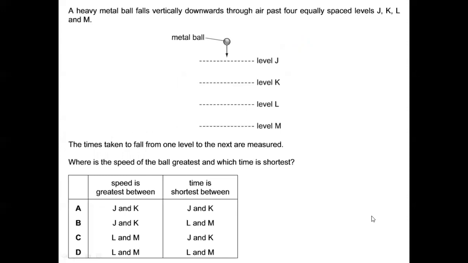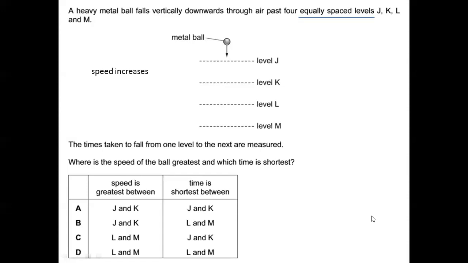Next, a heavy metal ball falls vertically downwards through air past 4 equally spaced levels, J, K, L, and M. The times taken to fall from one level to the next are measured. Where is the speed of the ball greatest and which time is shortest? Notice that as the ball falls down, its speed increases. Why? Because the velocity is directed down and the acceleration is also directed down.